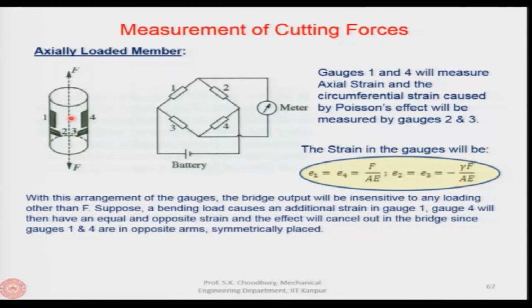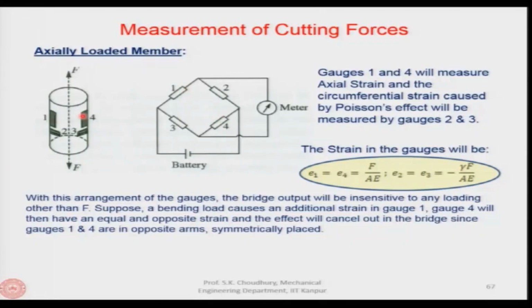Now, this is the simplest element, a cylindrical job, and an axial load force has been applied, and these are the strains that you are getting. As you know, these strain gauges are arranged in a particular way, called the Wheatstone bridge. The configuration of this bridge is shown here. It has an ammeter here and a battery as the power source. These are the sensors 1 and 4, as you can see, they are located opposite to each other.